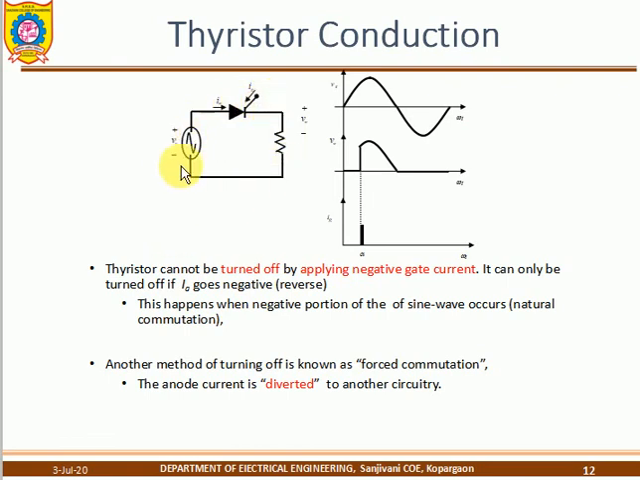In the negative half of the cycle, what will happen? The bottom is phase and the top is neutral. When the current moves in this direction, the SCR automatically turns off. So this is the turn off method.